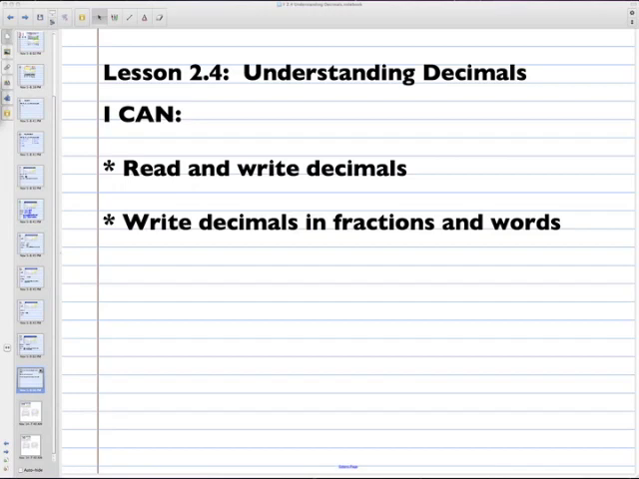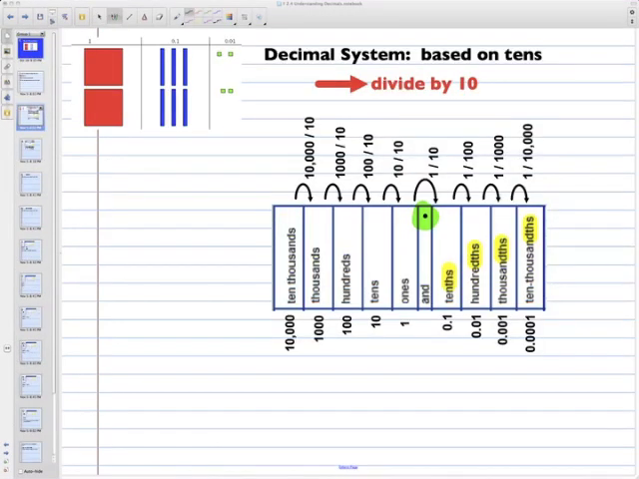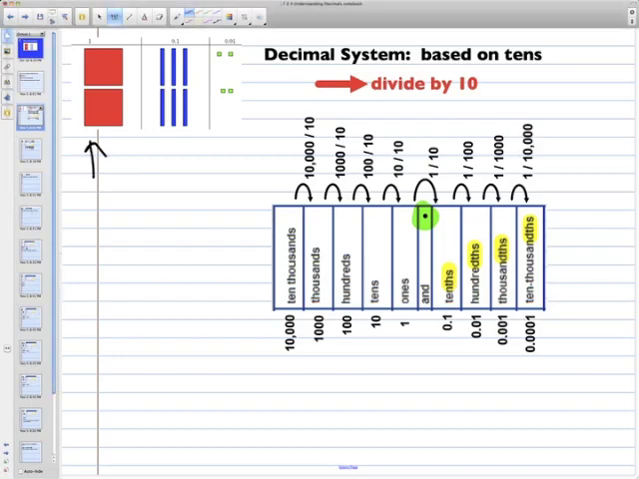2.4 is understanding decimals. Our objectives tonight are: I can read and write decimals, and write decimals in fractions and words. If you think back to the work that you did with base 10 blocks, the red square would represent the whole, and that whole could be broken down into 10 tenth strips, and then the tenth strips could be broken down into hundredths cubes, and one whole would be represented by 100 of those small cubes.